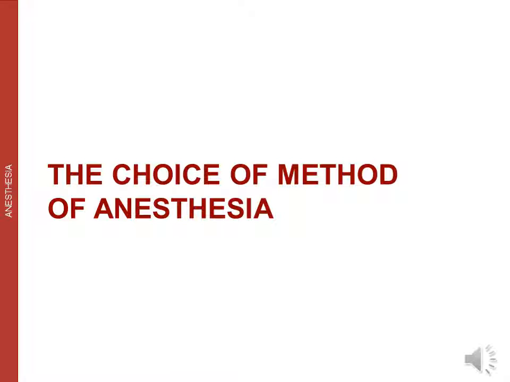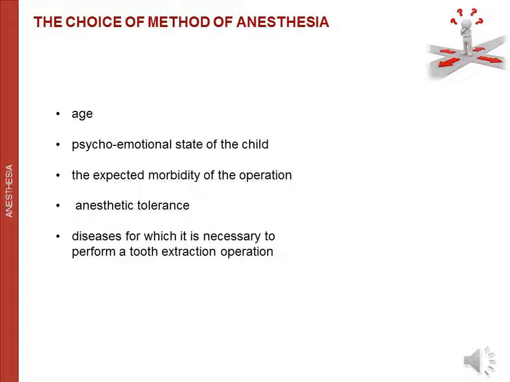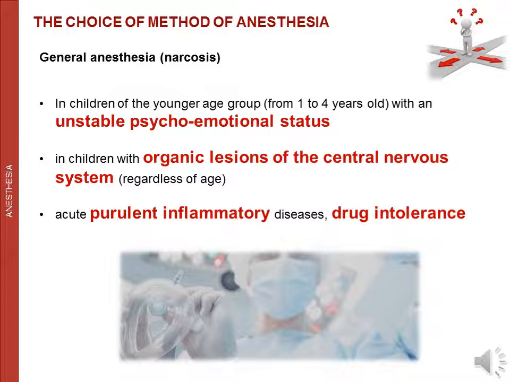The choice of method of anesthesia. The choice of method of anesthesia depends on age, psycho-emotional state of the child, the expected morbidity of the operation, anesthetic tolerance, and the disease for which it is necessary to perform a tooth extraction operation. In children of the younger age group from 1 to 4 years old with an unstable psycho-emotional status, in children with organic lesions of the central nervous system regardless of age, acute purulent inflammatory diseases, or drug intolerance, tooth extraction should be performed under general anesthesia.